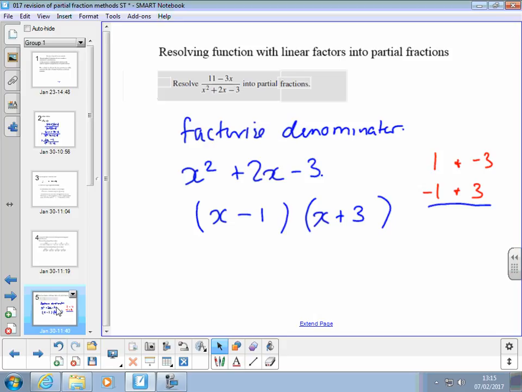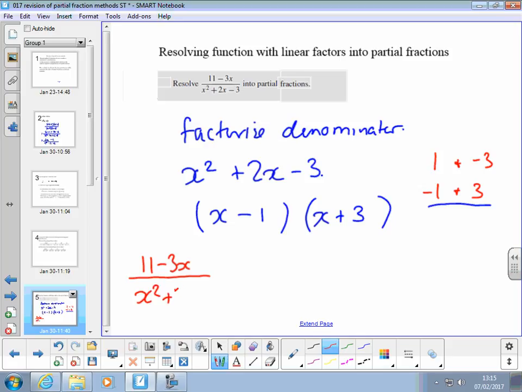What we can do then is we can say that 11 minus 3x over x squared plus 2x minus 3 is equivalent to 11 minus 3x over x minus 1 x plus 3.